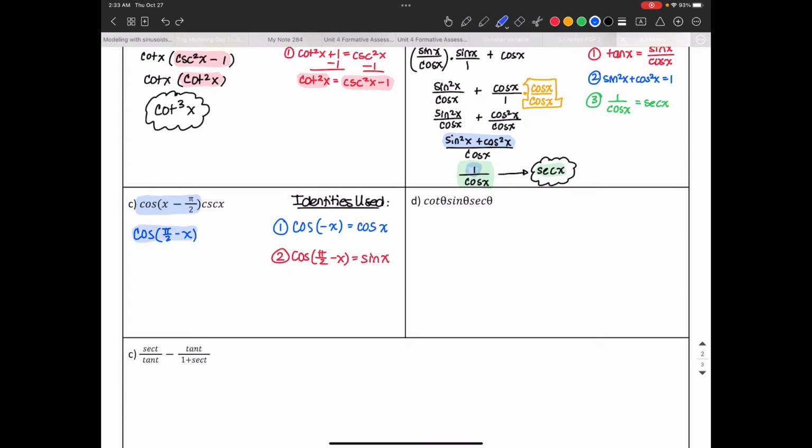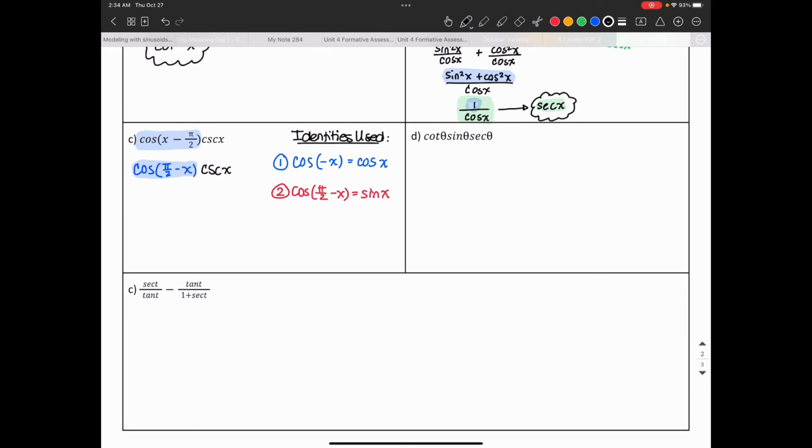Now that I have it in the form of the second identity, I can use it to rewrite this further. This is still being multiplied by cosecant of x. I'm going to use the fact that cosine of pi over 2 minus x is equal to sine of x to rewrite this complicated looking thing as just sine of x. So I have sine of x times cosecant of x. I made it simpler, and now I have this.